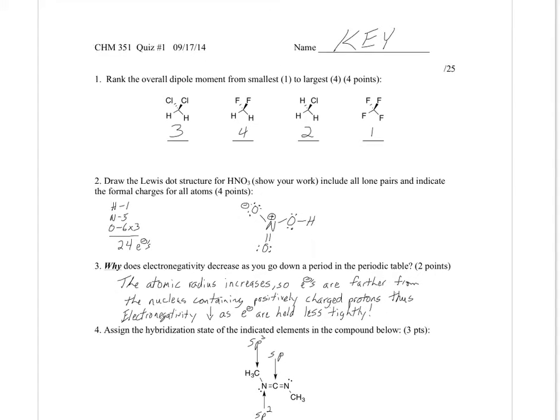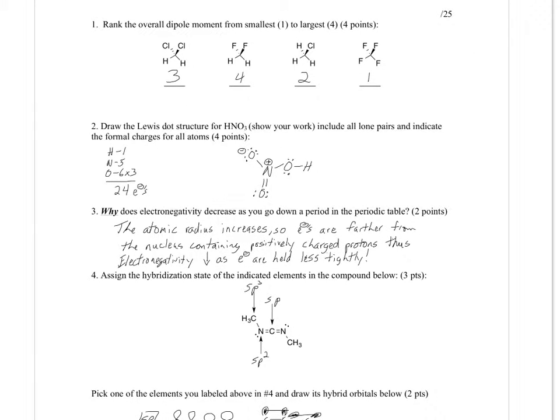The second one asks us to draw a Lewis dot structure for HNO3, show your work, and include all lone pairs and indicate the formal charges on all atoms. Biggest thing here, no charge, right? No net overall charge. You have nitrogen, and nitrogen normally wants 3 bonds, but it's probably going to be the middle. The H usually wants to be bound to oxygen.